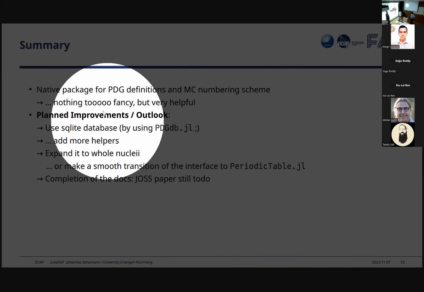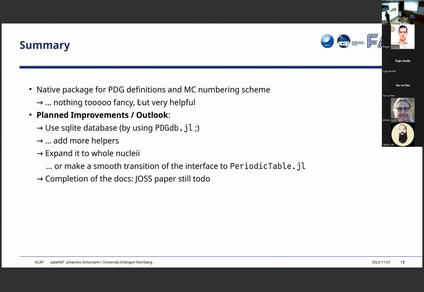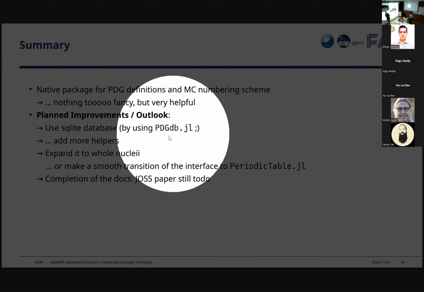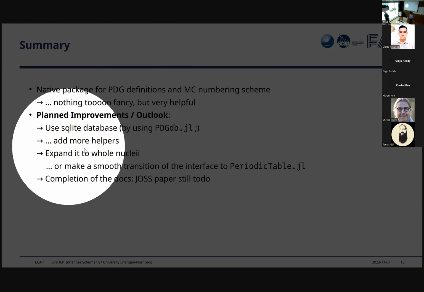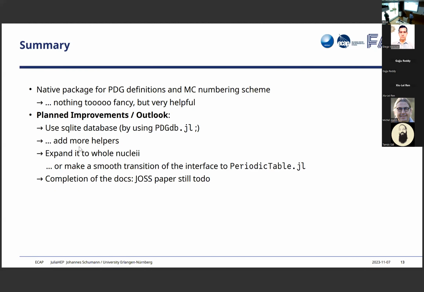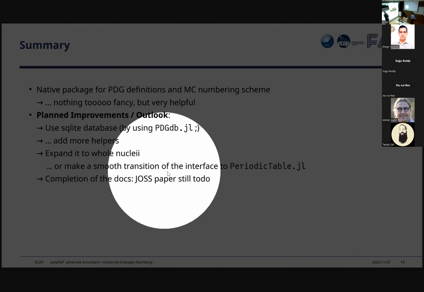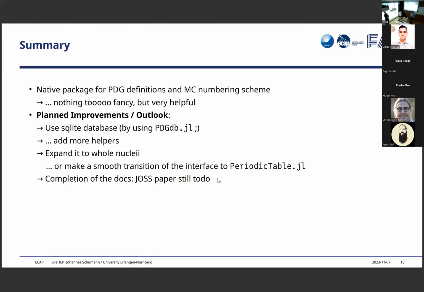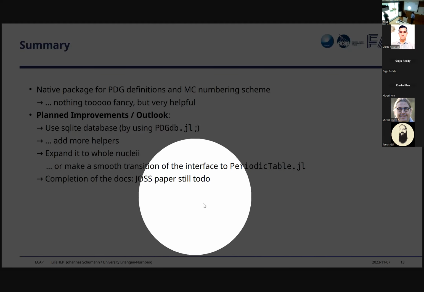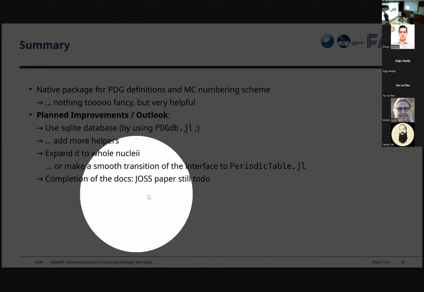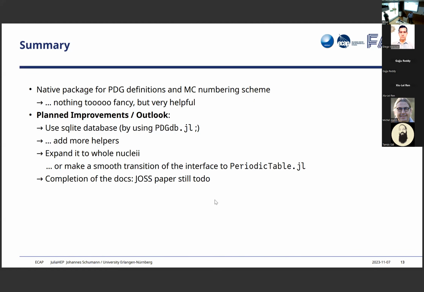This could also be the title: not too fancy, but very helpful. The planned improvements are some cooperation with PDGDB.jl, which would give you even more helpers. Also, the idea was to expand it to whole nuclei, but there I think we should also provide some transition to the interface of PeriodicTable.jl. And what is still to do for a long time, also for the docs, a JOSS paper would also be nice, but at some point it will come.